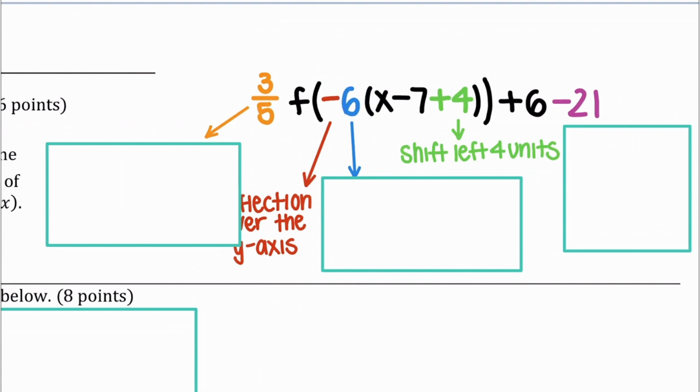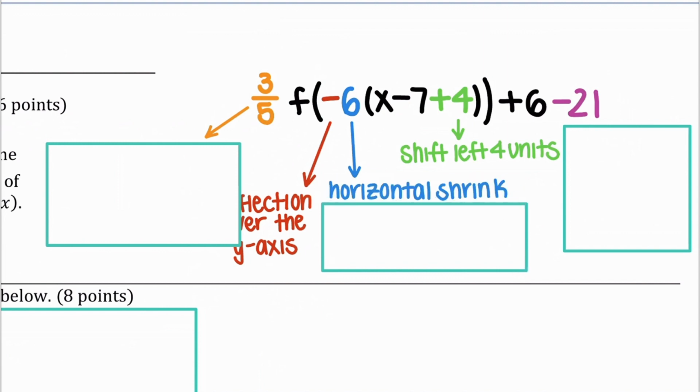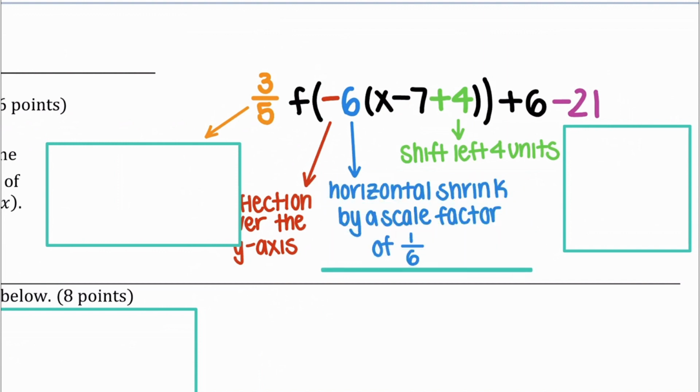Over here, the 6, because it's influencing x, we can't trust it, so it's going to be the reciprocal of what we think it is. This is technically multiplication by 1/6, or in other words, a horizontal shrink by a scale factor of 1/6. If it's the reciprocal of 6, which is 1/6, multiplying something by 1/6 makes it smaller, hence why it's called a horizontal shrink. And horizontal because if we're influencing the x values, it's left and right.